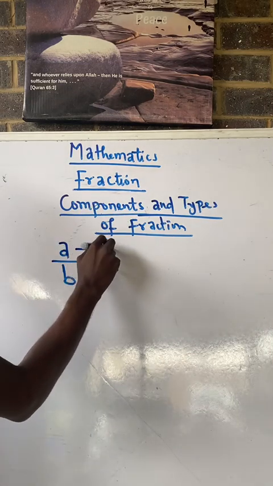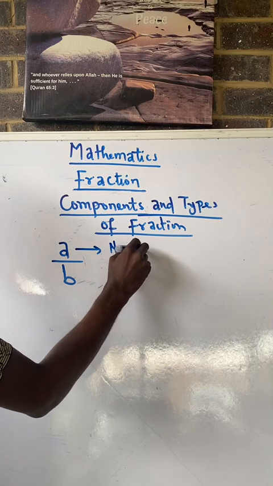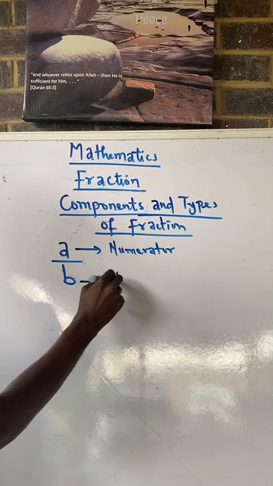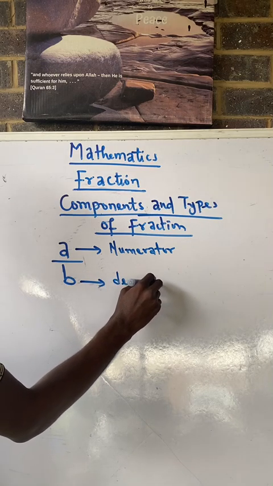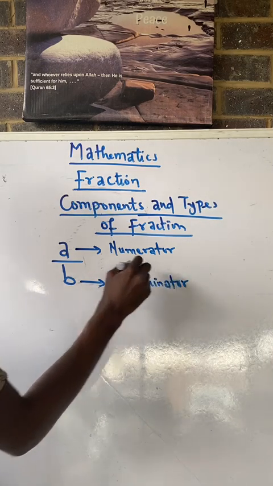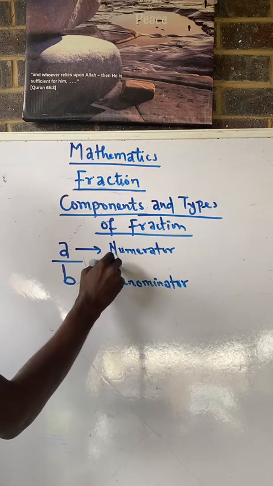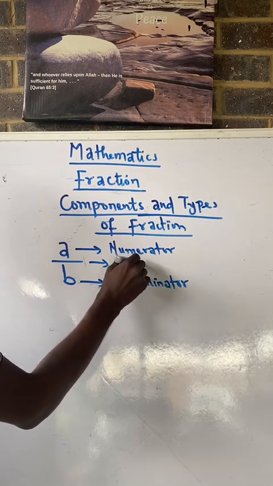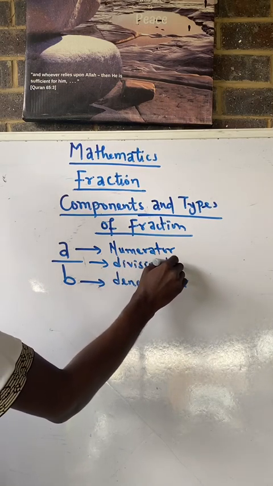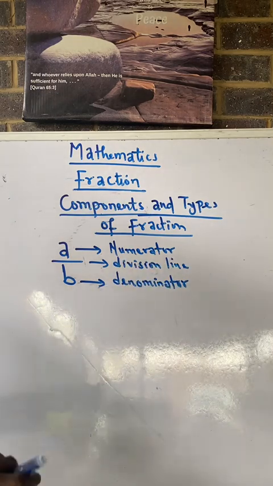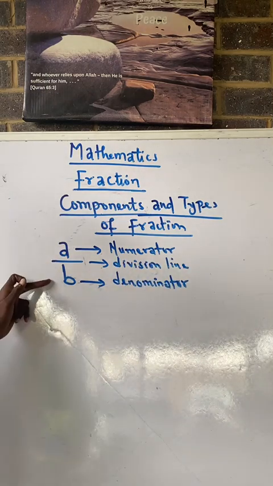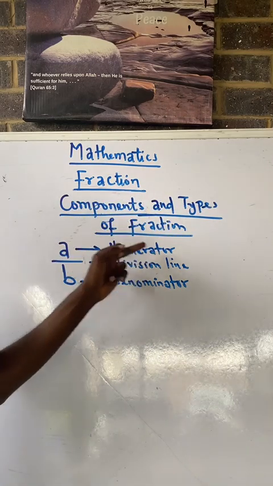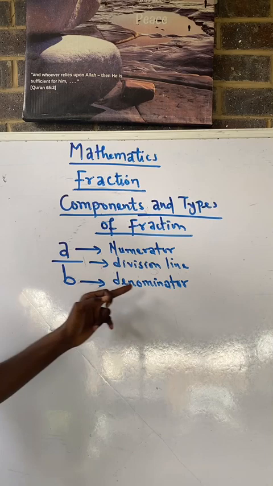The number on top is known as the numerator. That's the first component. Then the number under is known as the denominator. This line is known as the dividing line, or you call it the division line. You can call it dividing line or division line. So this is A all over B. A stands for the numerator, so any number on top is known as the numerator. B is the denominator, any number below.